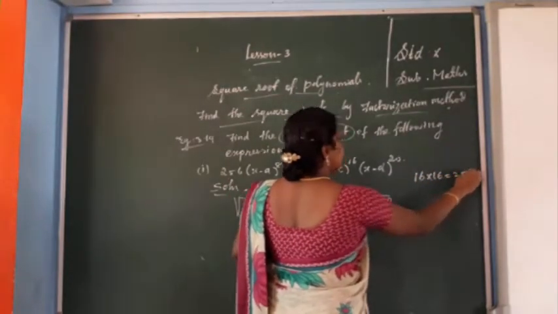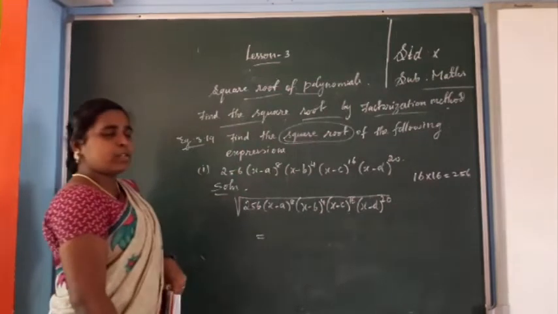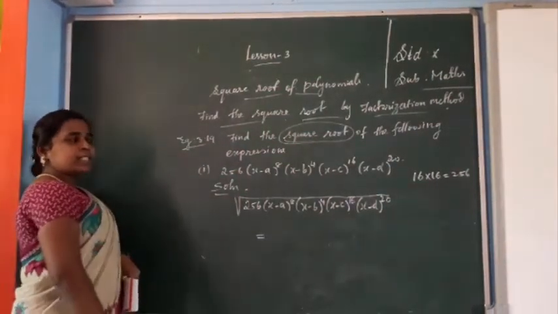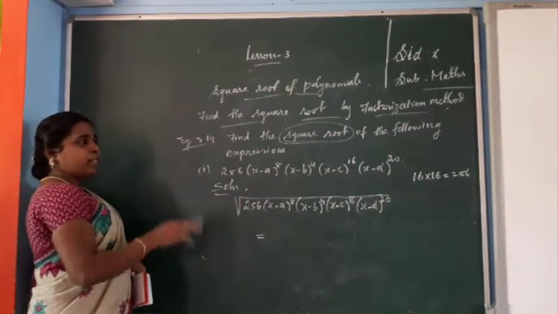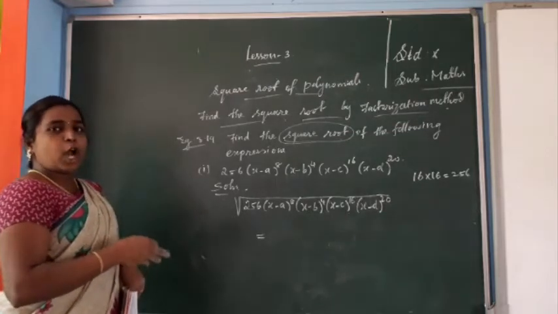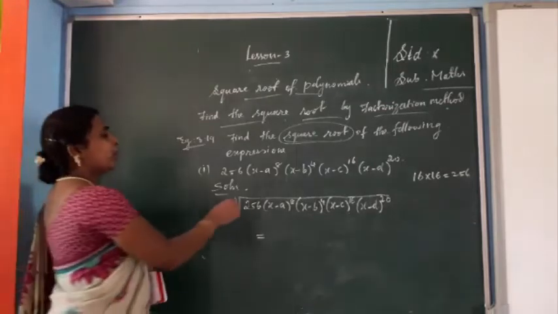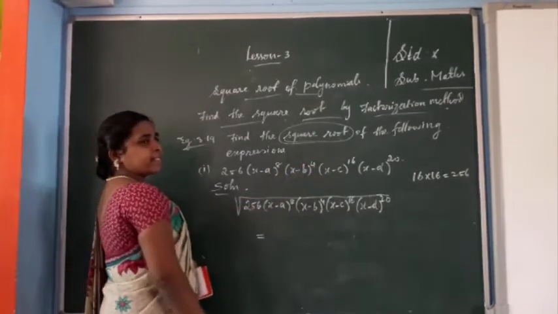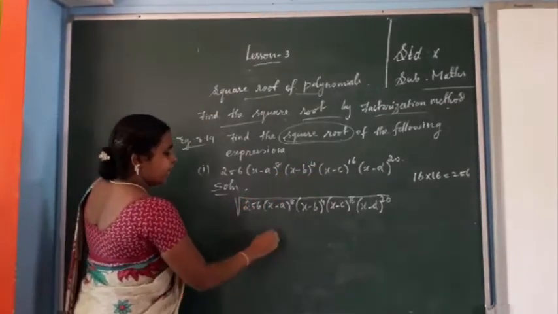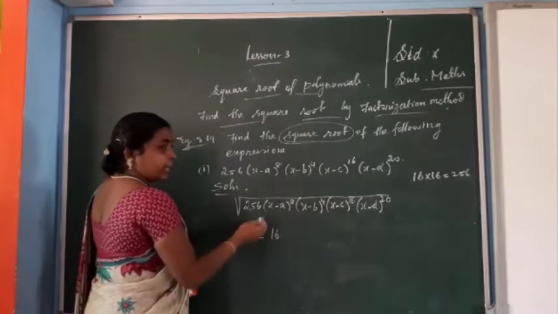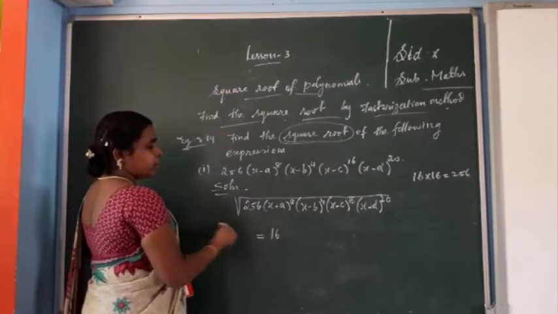At least up to 20 numbers, you should study the squares. 16 into 16 is 256. If you don't know, you use the LCM method or long division method and find the square root of 256. Now I have written 16 into 16 is 256, so I can take 16 outside of the square root.